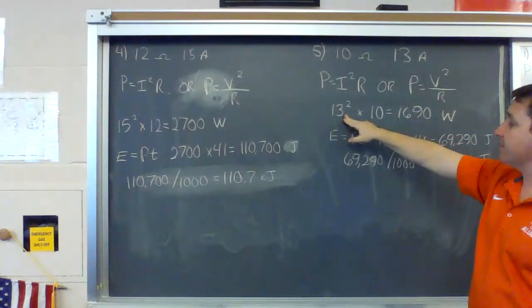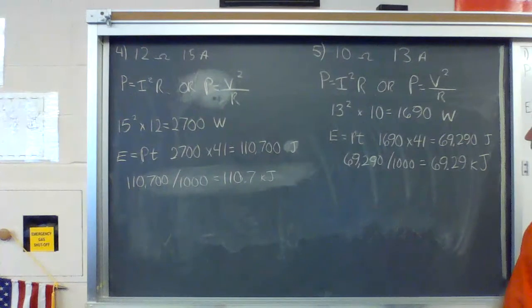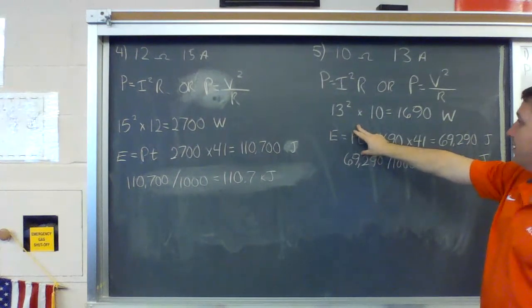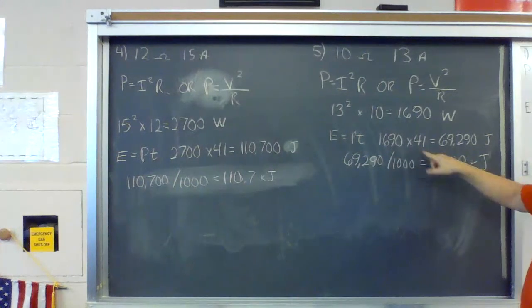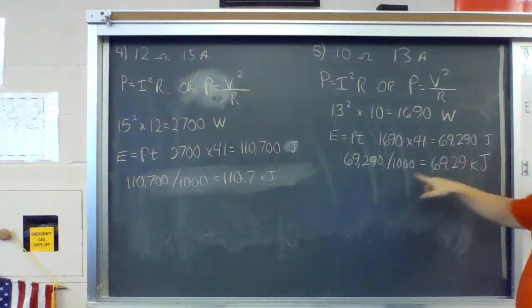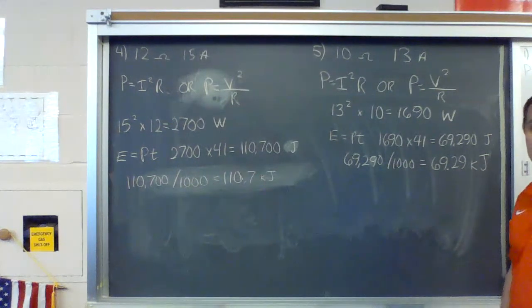So 13 squared, I'm sorry. 13 squared is 169 times 10, 1,690 watts. Then here's your energy equation again. Here's this 1,690 times the time, 41 seconds. And you get that. Then divide it to get 69.29 kilojoules.